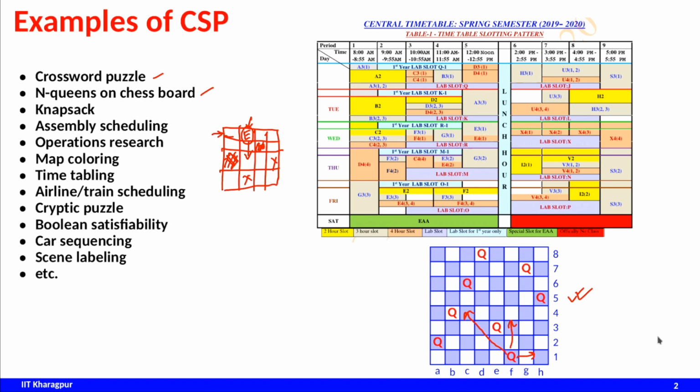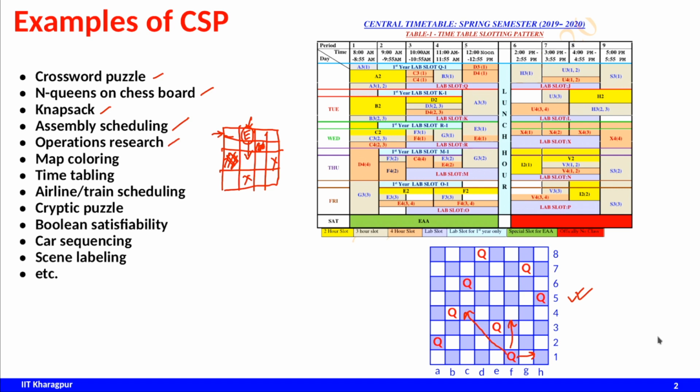Then there is a knapsack problem. I'm not going to elaborate all those problems. Few I will elaborate in next of the slides. Assembly scheduling, like in a workshop, you have to schedule the set of jobs in such a way so that you can minimize the make span, or you try to optimize certain other things. There are a lot of problems in operation research which can fall into CSP category.